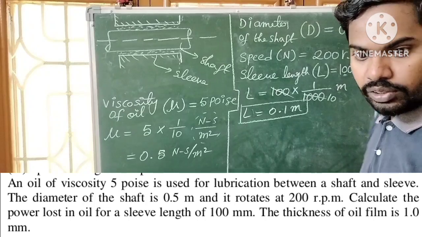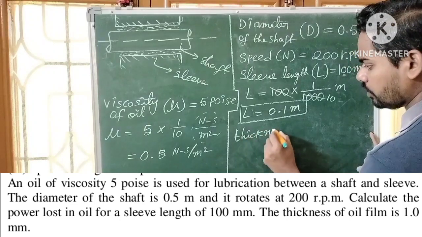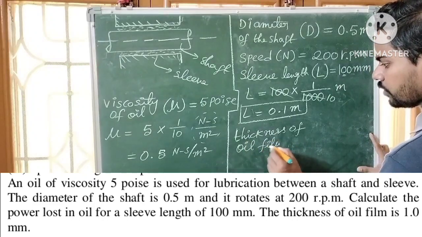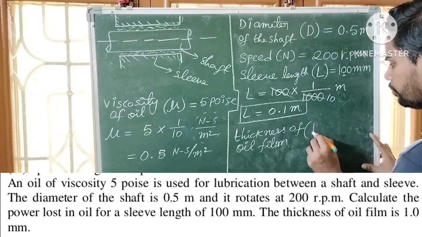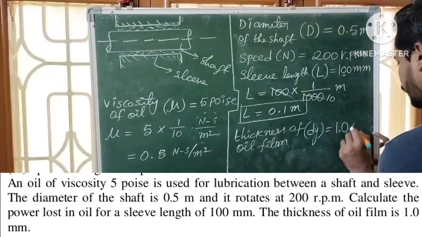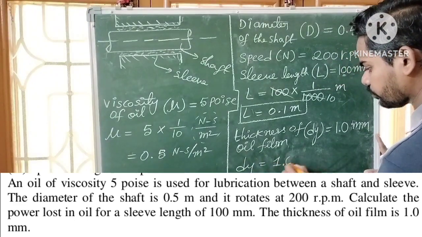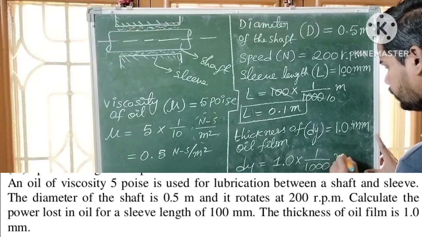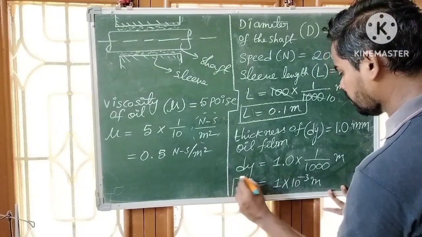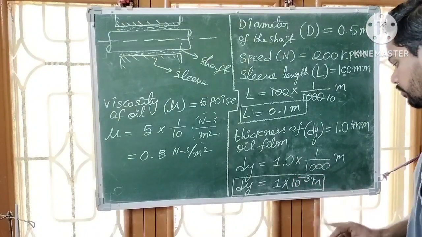Any more data? The thickness of oil film, very important. The thickness of oil film, denoted by dy, is 1.0 mm. We know that 1 mm is equal to 1 by 1000 meters, so you will get 1 into 10 to the power of minus 3 meters. This is the thickness of the oil film. So we have gathered all the information in the question.